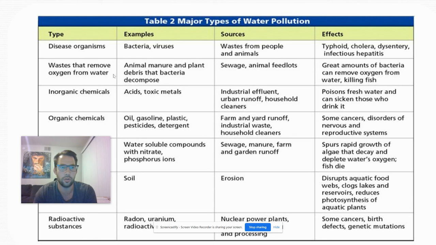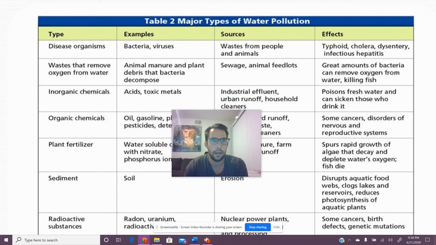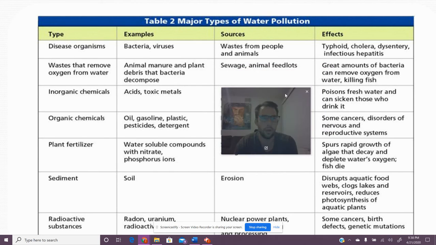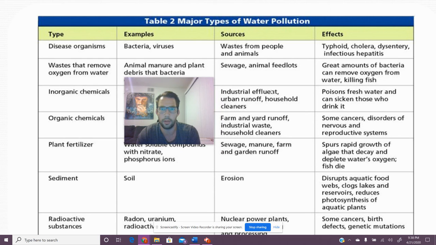Here's a table I want you to take a look at. There's going to be some homework questions about this table, so make sure you get comfortable with it. On the left-hand column, we have types of pollutions, and then examples of each of those types, and then sources that pollution comes from in this column here, and then the negative health effects on the right-hand side.